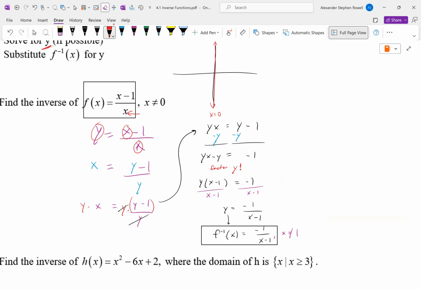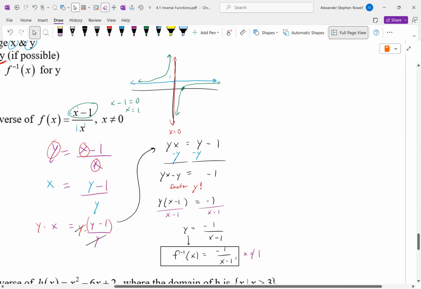Does it have a horizontal asymptote? The degree of the top and bottom is the same. So horizontal asymptote is the leading coefficients, 1 over 1. I have a horizontal asymptote here. The x-intercept is where? When the numerator is 0? Okay, so it should look a lot like this.